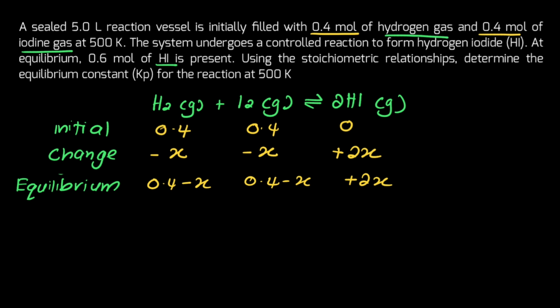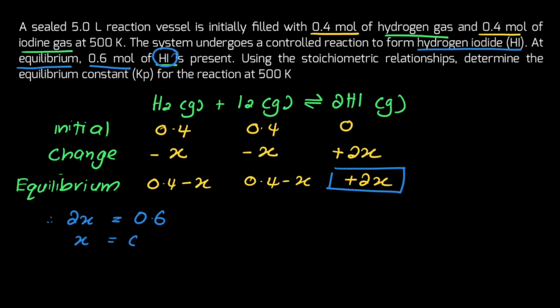Alright, now let's see what other information is given in the question. It states that the system undergoes a controlled reaction to form hydrogen iodide, and at equilibrium, 0.6 mole of HI, hydrogen iodide, is present. Therefore, we can say that 2x is equivalent to 0.6. Therefore, x is 0.6 divided by 2, so your x is equivalent to 0.3.